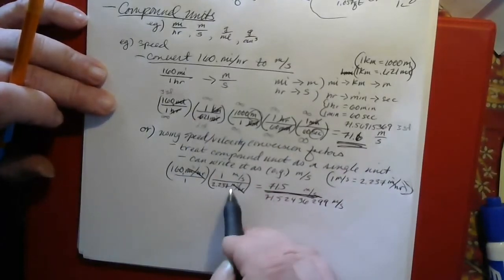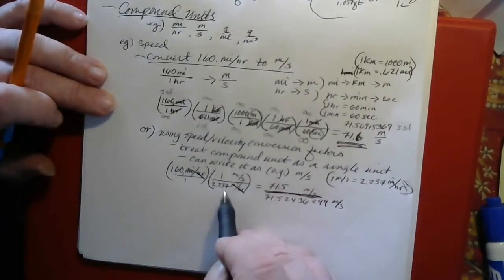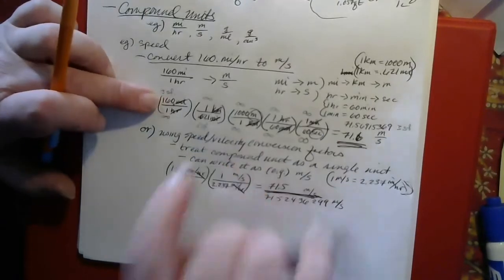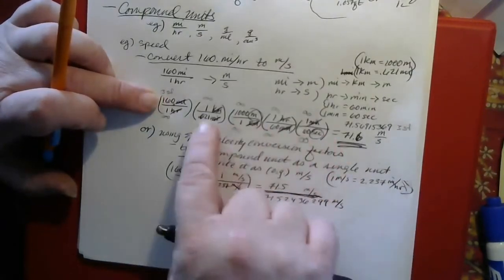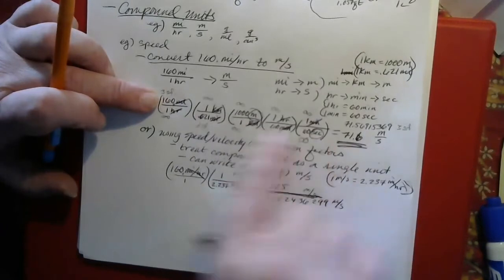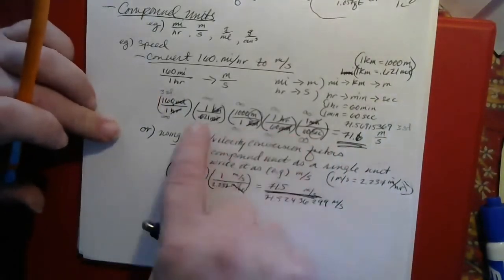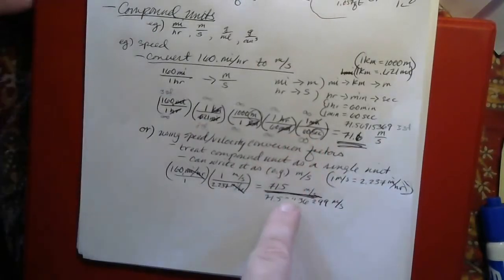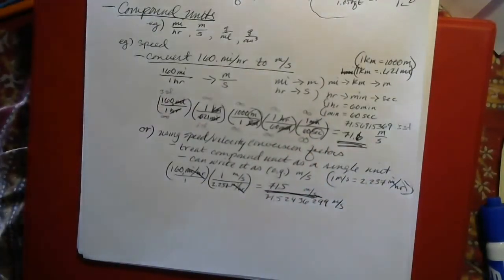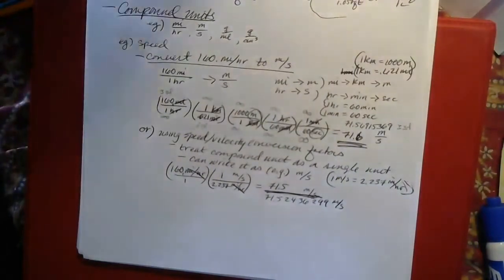Basically, this conversion factor here, 1 over 2.237, is what you get if you multiply all of these conversion factors together. And obviously, they rounded it off a little bit differently than I did when I did this. So that's why the answer came out slightly differently. But it's not a significant difference. It would be correct either way.